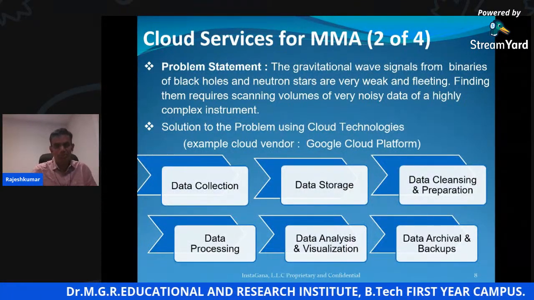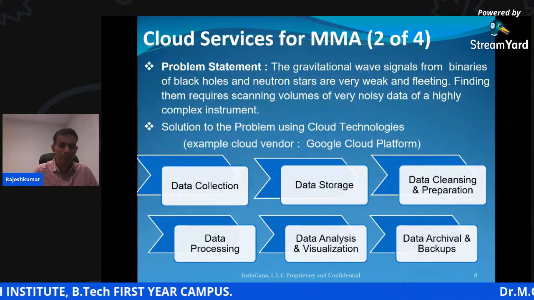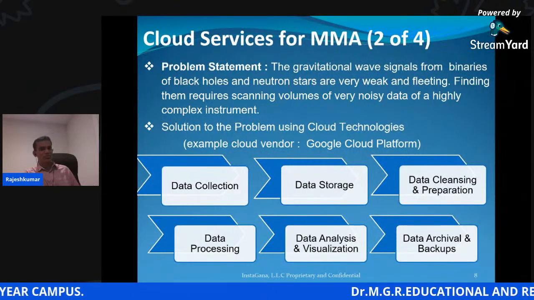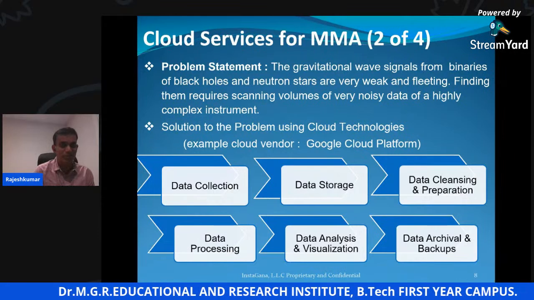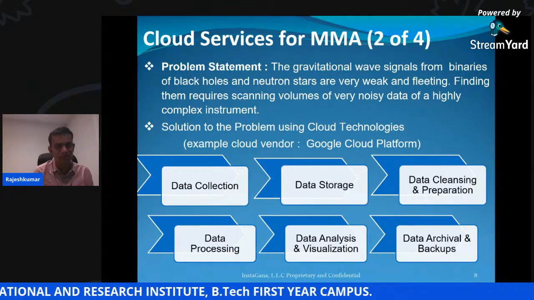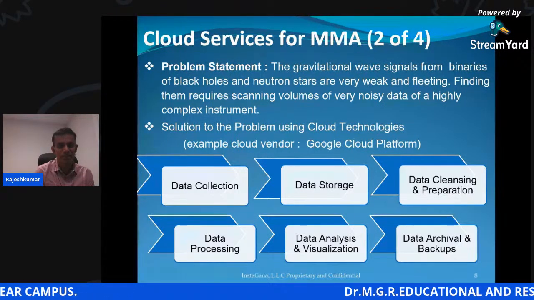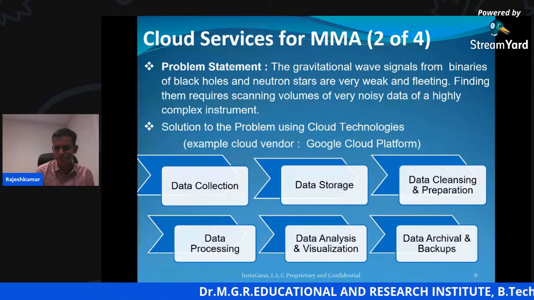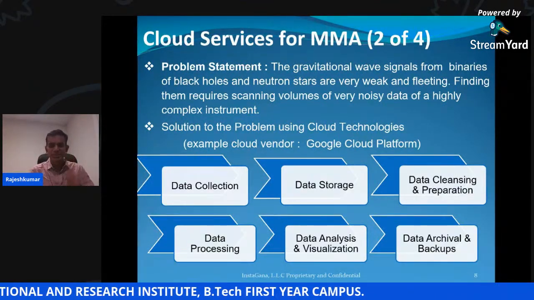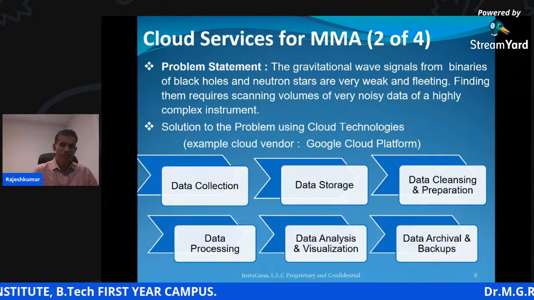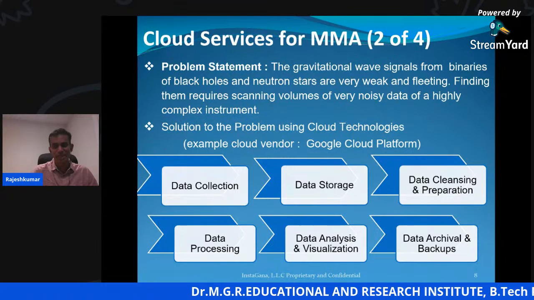Let's take a problem statement here. The gravitational wave signals from the binaries of black holes and neutron stars are very weak and fleeting. Finding them requires us to scan large volumes of data which are very noisy and highly complex. It all depends upon the signal strength. If the signal strength is weak, analyzing the signals will be quite challenging.